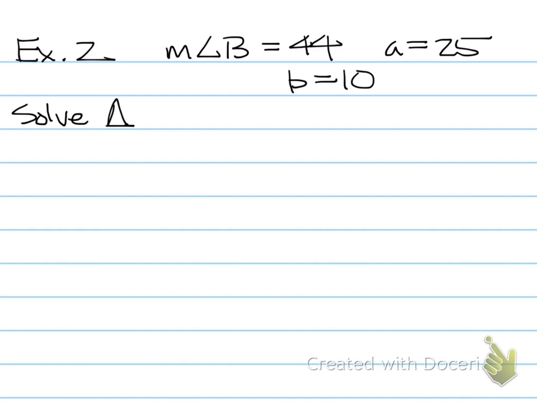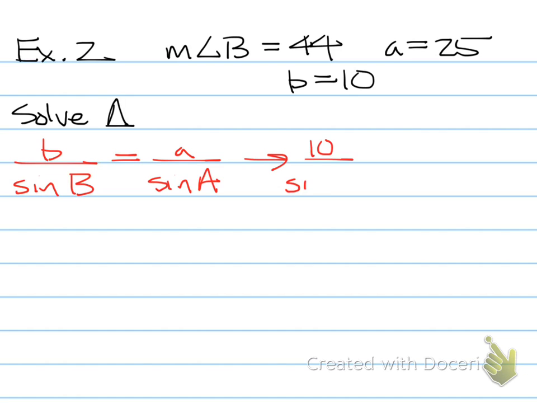All right, given these measures for this triangle, we want to solve the triangle, so we want to find the unknown angle measures and side measures. So we're given the measure of side lowercase b and angle B. So we're going to use that ratio to find out the measure of angle A. So lowercase b over sine of B equals lowercase a over sine of A. b is 10, capital B is 44, a is 25, and then capital A is what we're going to solve for.